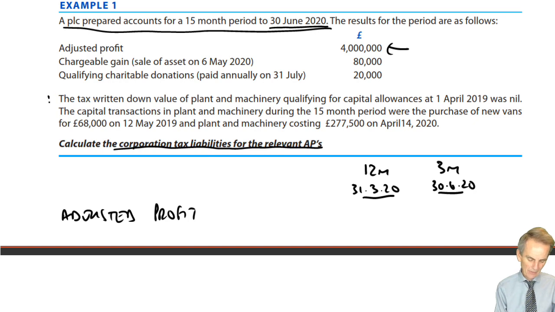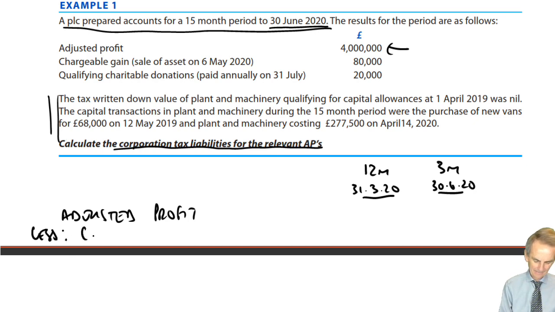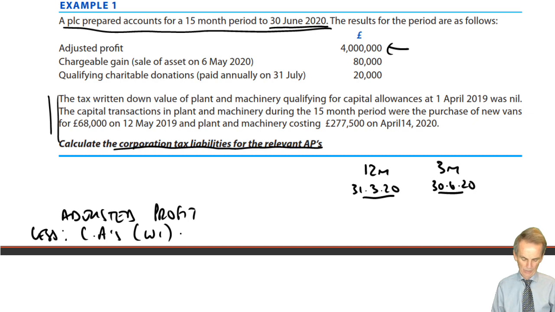We're also told down here about what has happened for capital allowances. So we will be deducting capital allowances, but that is going to require a separate working. We don't need a separate working for the adjusted profit figure of 4 million. We know that we simply time apportion that. It's a 15-month period. I don't think I'm giving too much away. It's therefore 12/15 and 3/15 respectively.